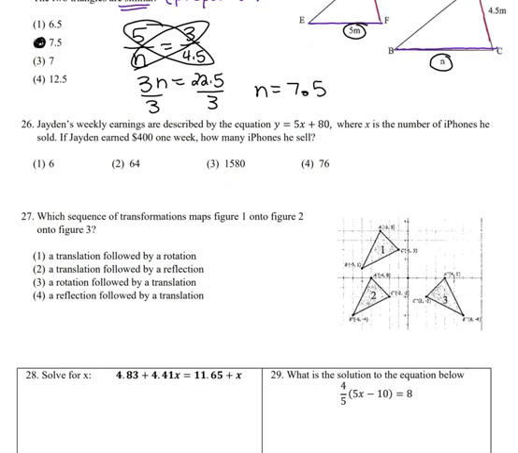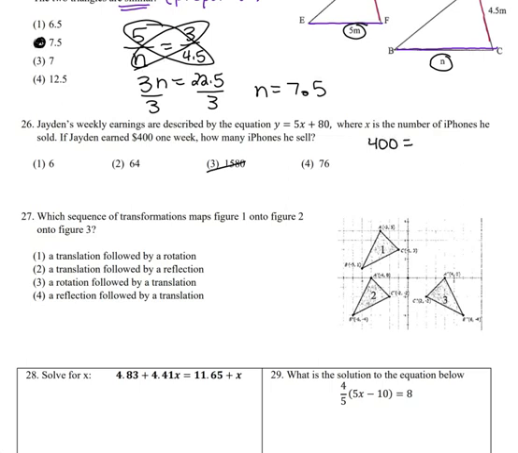For 26, it says Jaden's weekly earnings are described by the equation y equals 5x plus 80, where x is the number of iPhones he sold. If Jaden earned $400 in 1 week, how many iPhones did he sell? So the 6, the 64, the 1,580, and the 76 all represent x, which is the number of iPhones. Now, if he's only making 400 in 1 week, probably can't be choice number 3. Doesn't make sense, but let's just show it algebraically.